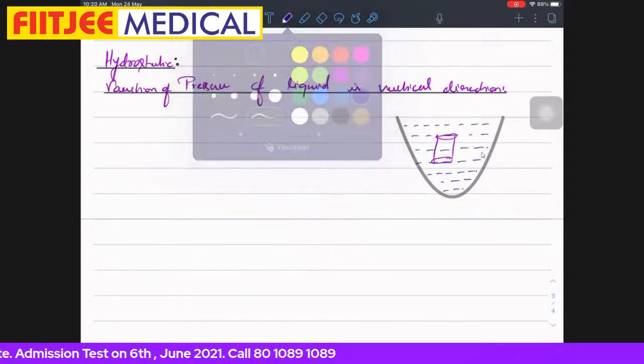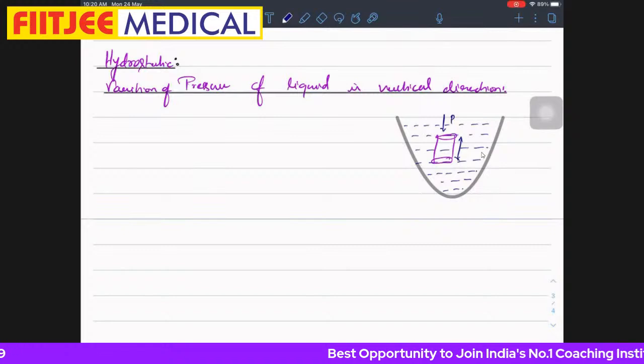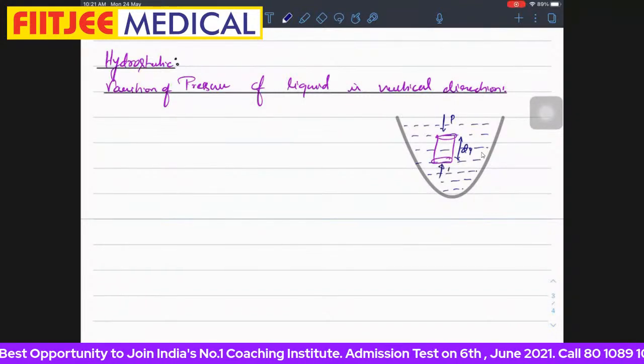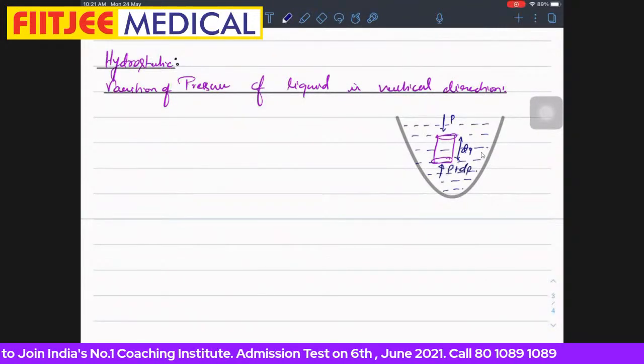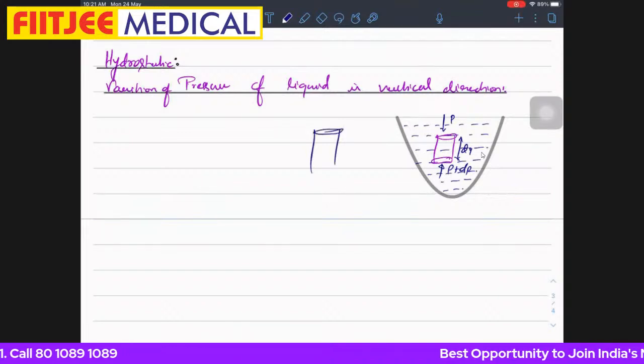So here what will happen? Here one pressure will be P. If I say this length is dy, then here the pressure will be P plus dp. So if we take this cylindrical object as a system, what are the forces?